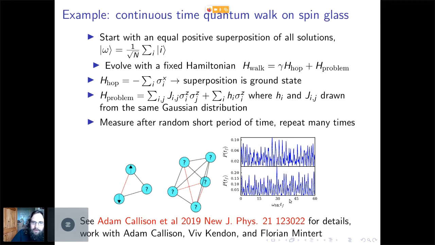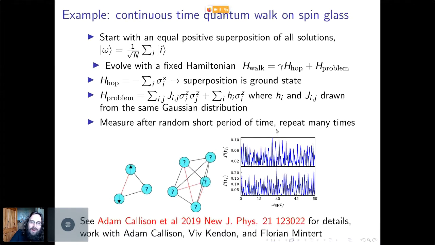Measure after a random short period and repeat many times. You can see what happens if you look at the probability of successfully finding your correct solution. It sort of oscillates. But if you look very carefully at the left side of the plot, it starts much lower than the average of the plot. So something's going on to enhance your success probability, and we actually understand what that is. That's part of what the paper was about.